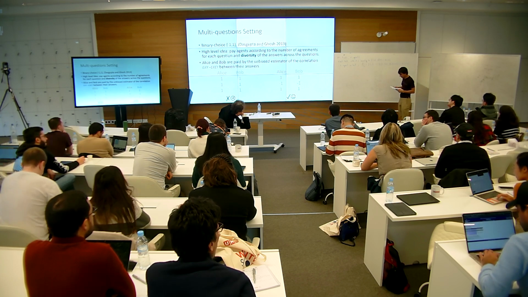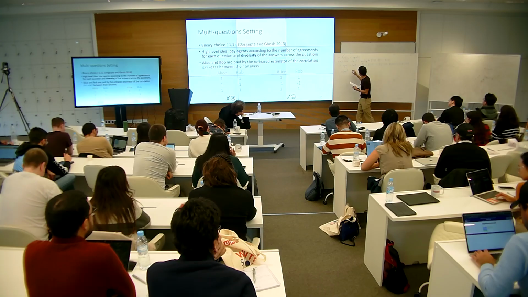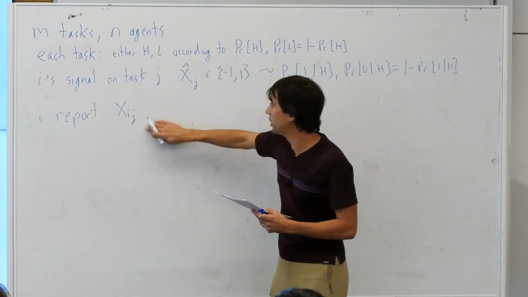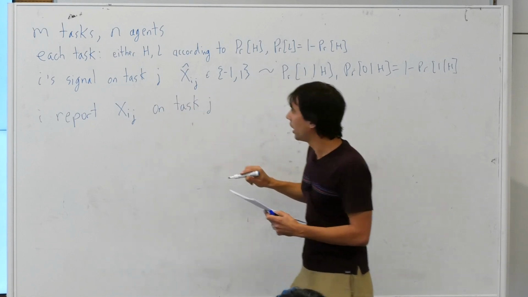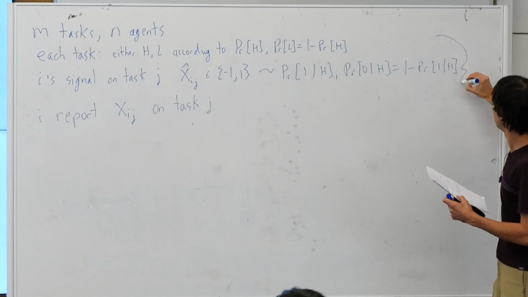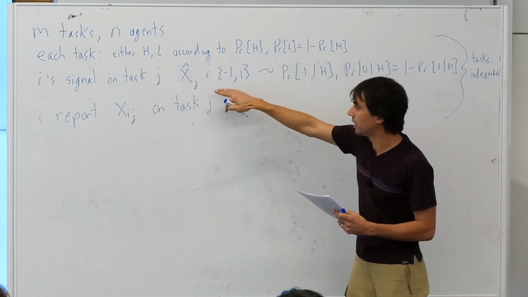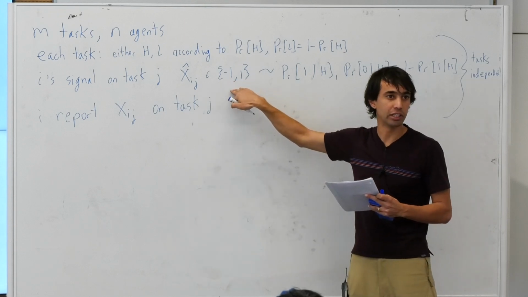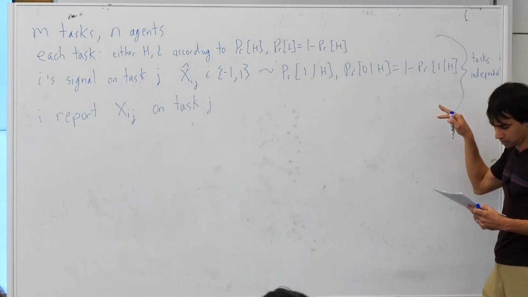Okay, and then again, in this paper's notation, agent I will make a report, xij, which may or may not be truthful on task j. And now the idea is that every task is, in a probabilistic sense, independent, and they all have this information structure. Sorry, I didn't quite say. Let's say that the agent I's signals are conditionally independent. I didn't actually write that down.